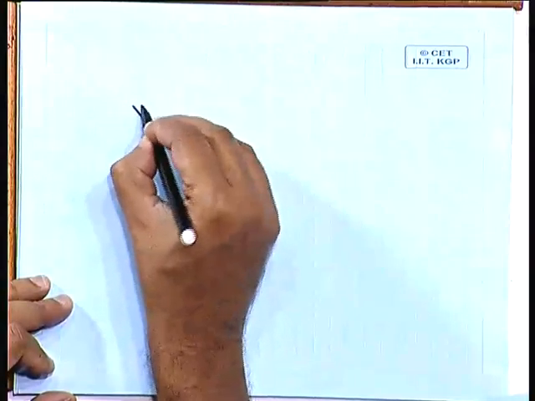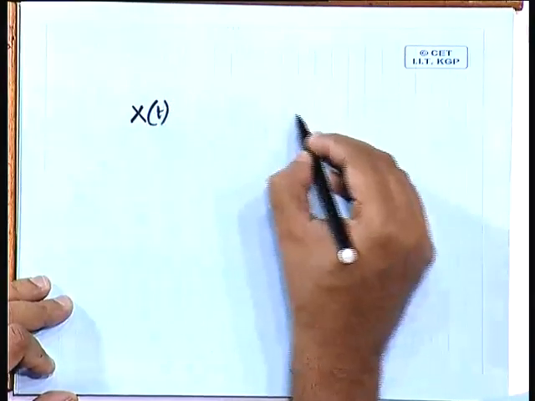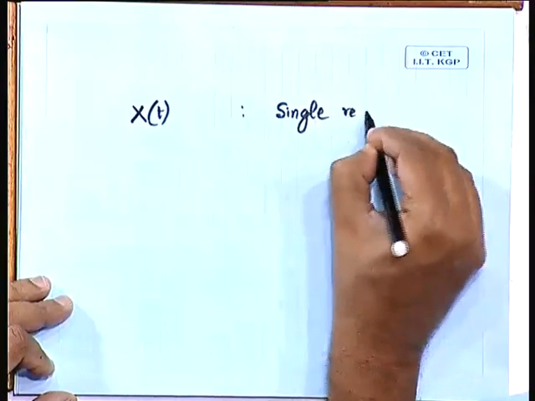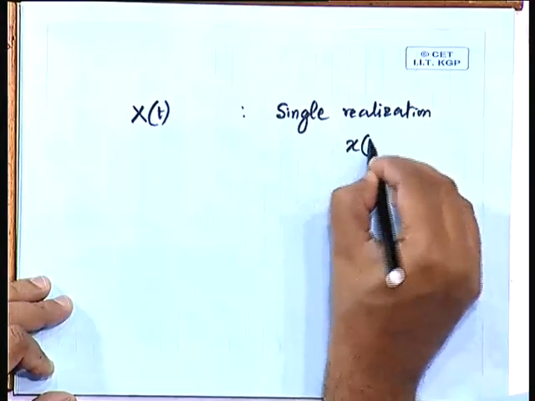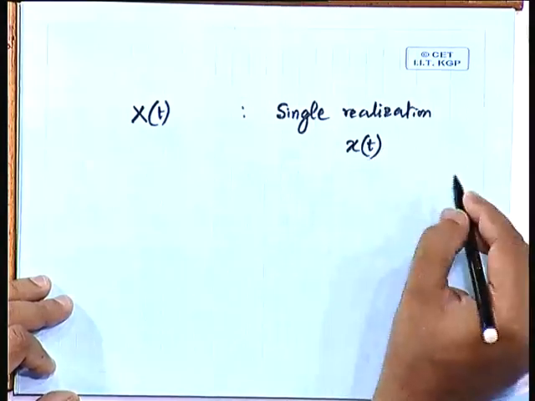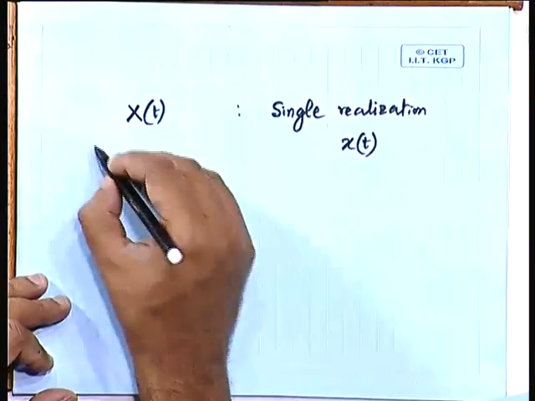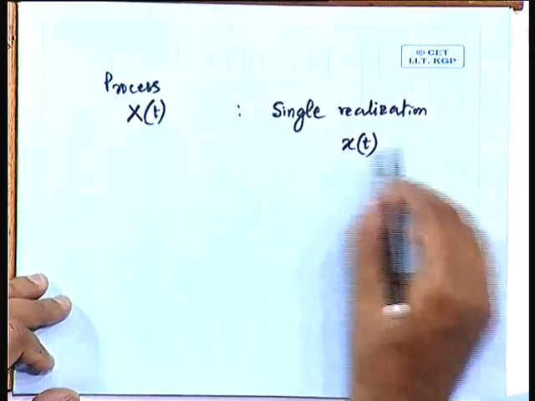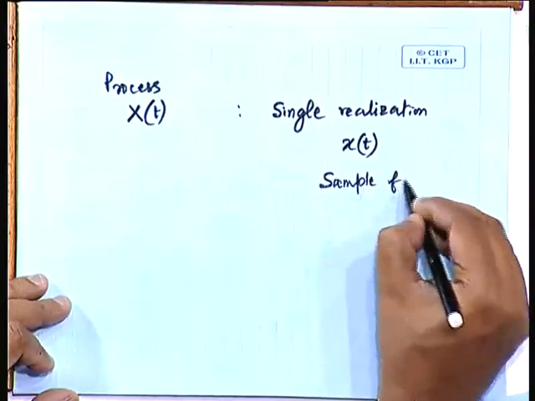Now, let us take a process x of t, and then we take any single realization of this process. Single realization we are calling x of t. So, this x of t is nothing but a sample function of the process x of t. So, this is the process, and a single realization of that we are going to call a sample function.